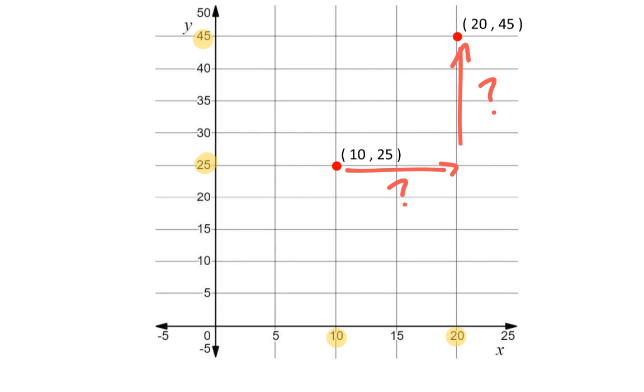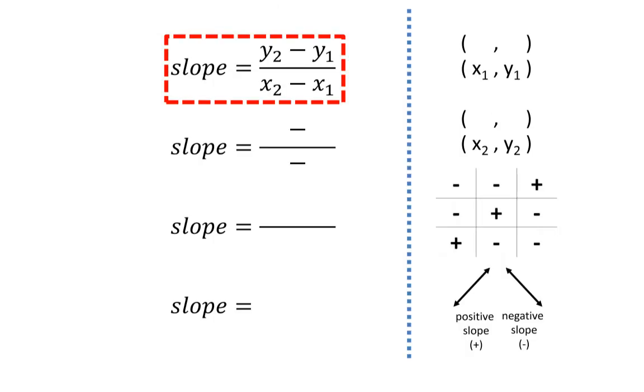There is a better way, and that way involves using an equation and algebra. I'm going to get started by writing down the only information that was given. We were told that when x was 10, y is 25. We were also told that when x is 20, y is 45. Using just these 2 points, I can find the slope of a line that passes through these points.